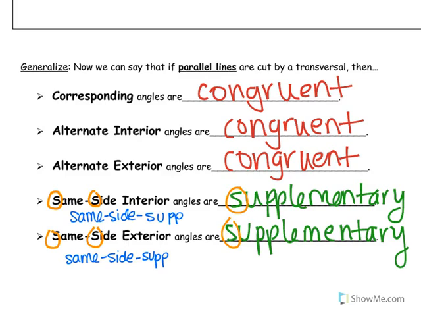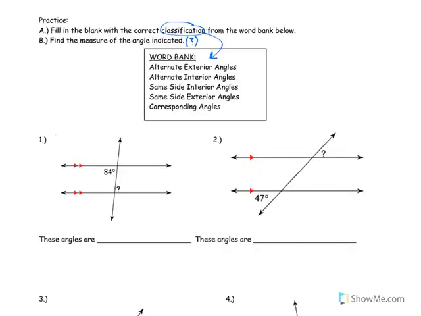So now let's actually find some angle measurements and solve some problems with these relationships. This practice is going to be pretty quick. Notice the directions up here say fill in the blank with the correct classification, right? So I have to figure out what is the relationship first, and then find the measure of the angle indicated, and that's indicated by a question mark. So my 5 options for relationships are here. But remember, the thing that we're always checking is that, there we go, I have those parallel lines.